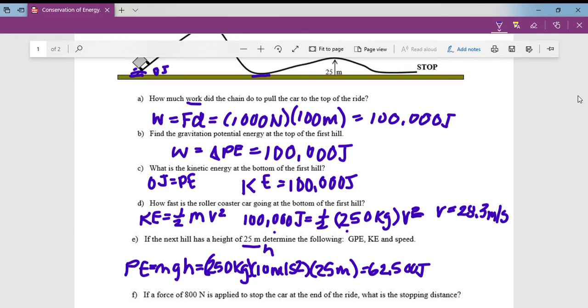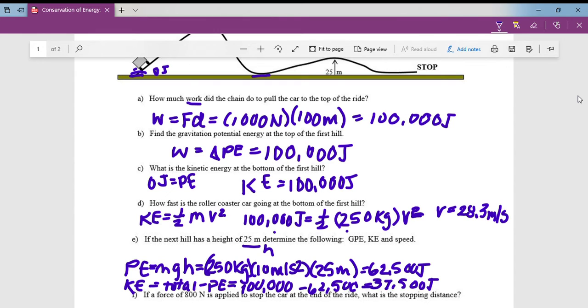Well, we know we started with 100,000 joules of potential energy. That's our total mechanical energy everywhere. So kinetic energy equals the total minus the potential at this point. So 100,000 minus 62,500 equals 37,500 joules. So that's our kinetic energy.